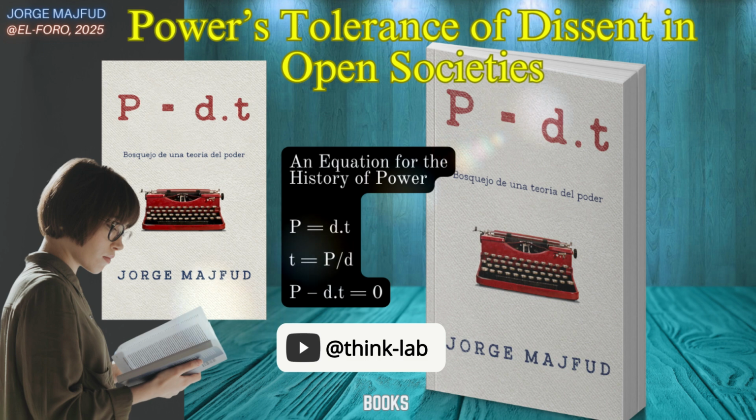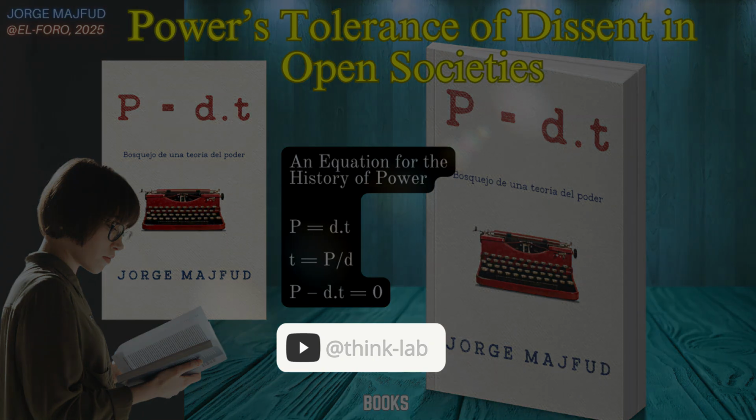And keeping that in mind, here's a final thought to maybe mull over. If tolerance, as Majfud suggests, is inversely related to how vulnerable a dominant power perceives itself to be, then what does the level of tolerance, or perhaps more revealingly, the level of intolerance we observe in a society, what does that truly tell us about the underlying stability and maybe the future path of its dominant powers? A provocative question indeed. Thanks for joining us on this exploration.